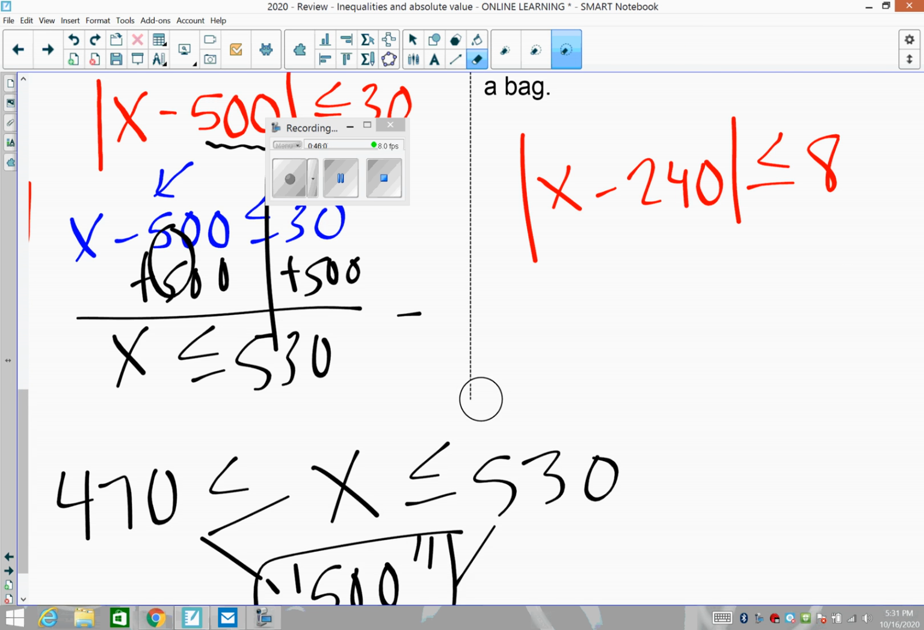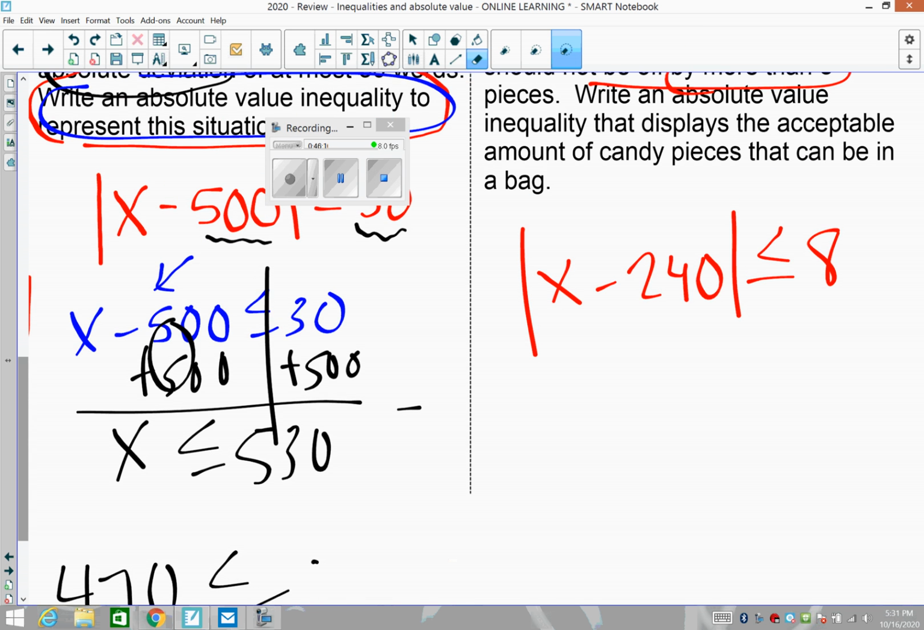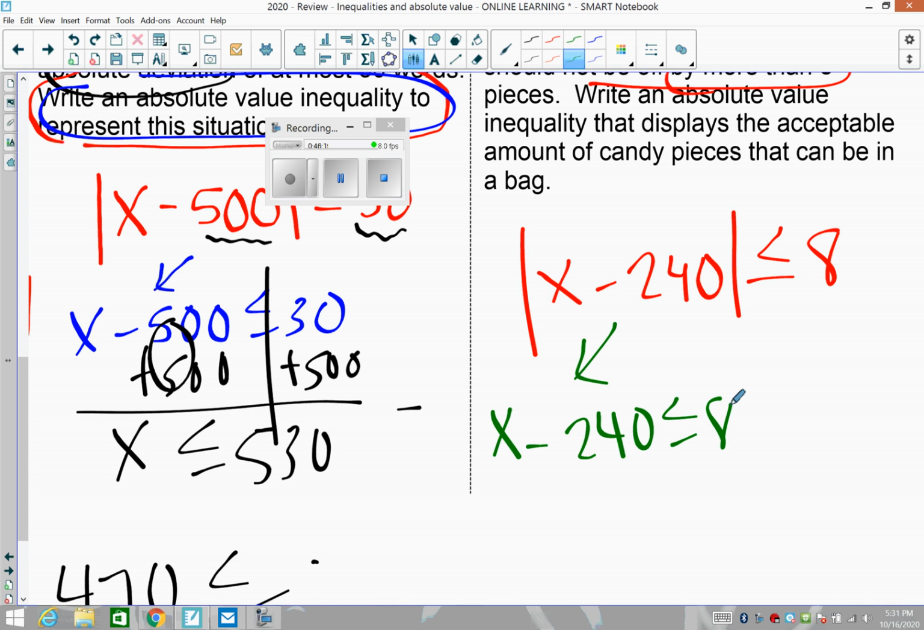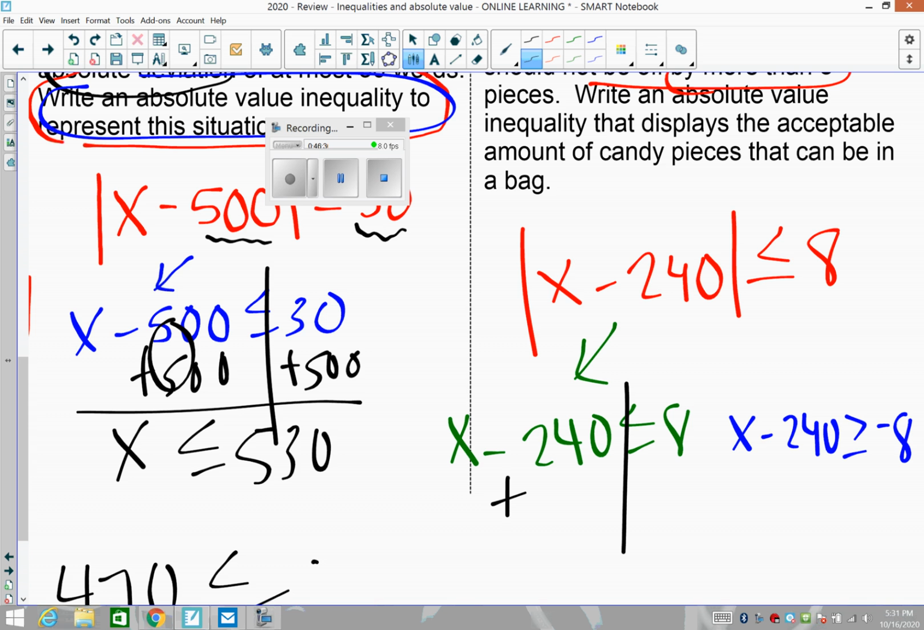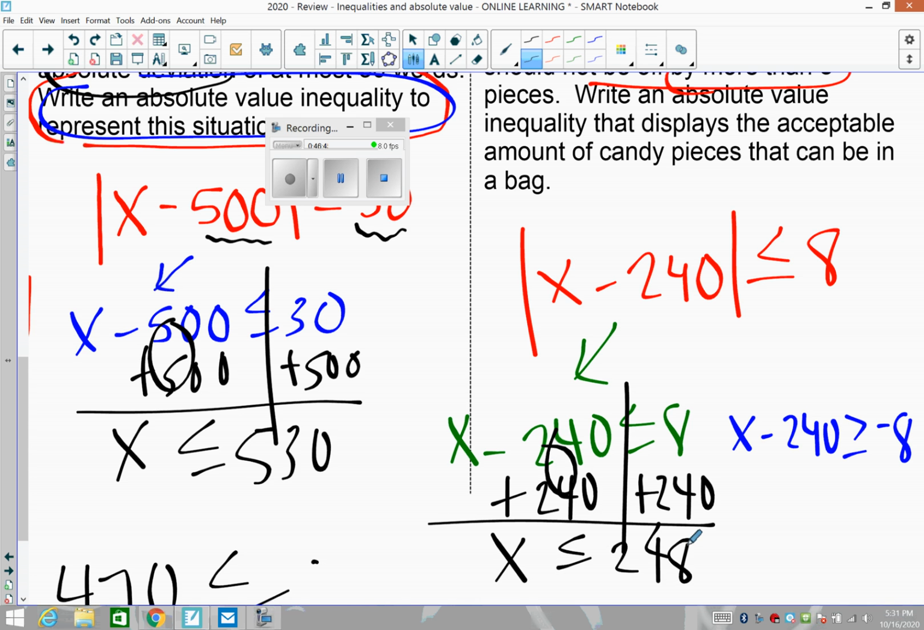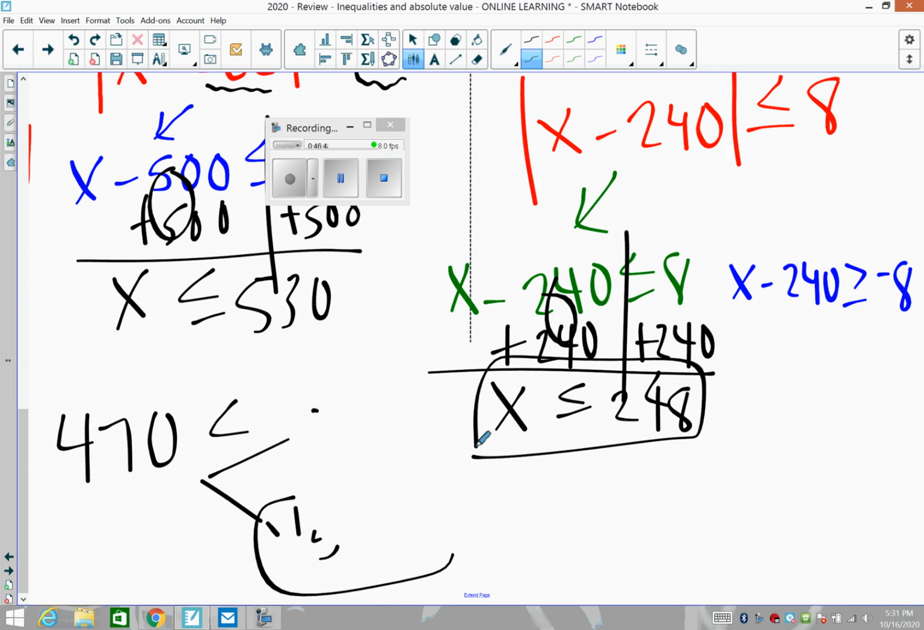Now, to prove how absolute value works, so that was the setup, which is kind of all the question is asking, is to write the inequality. But I'm going to go ahead and solve it to finish up the day here. That's step 1. Step 2 would be to write it again, flip the sign, and make it negative. So as we start to solve, we're going to add 240 to both sides. So we got x is less than or equal to 248. So as long as they don't put more than 248 pieces of candy, we're going to consider that okay.